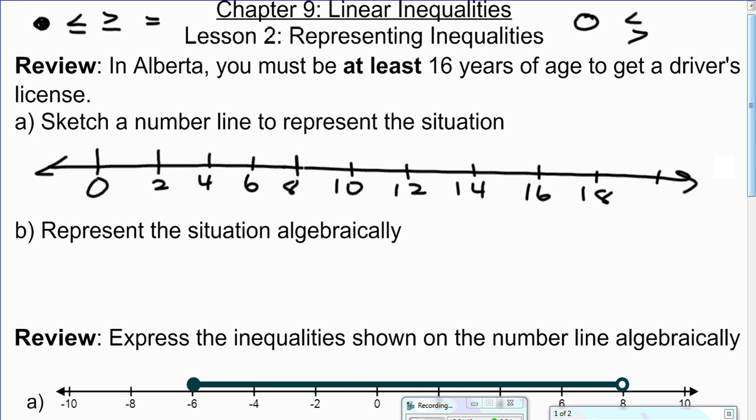Okay, so you must be at least 16 years of age. So that means if you're 14 or 15, you can't get it. However, if you are bigger than 16, yay, so if your age is this way, you can have a driver's license. At 16, you are able to get your driver's license. So that means the age of 16 is included. So because it's included, we will make our boundary point at 16, and we will make it colored in.